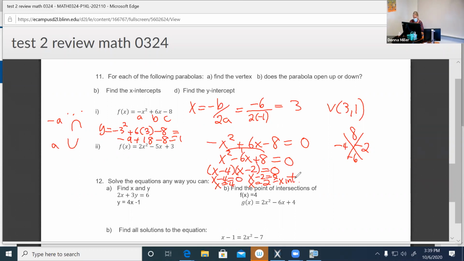And the y-intercept, you guys tell me what's the y-intercept of that thingy? How do you find a y-intercept?